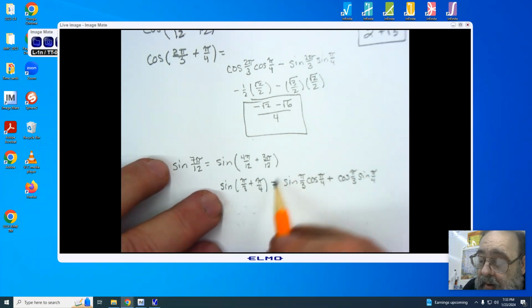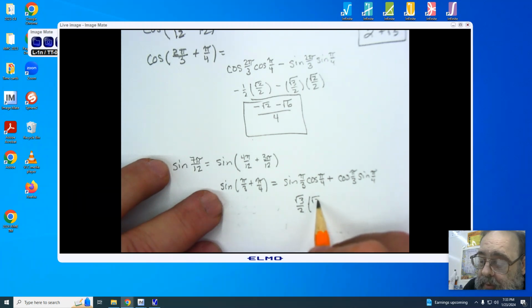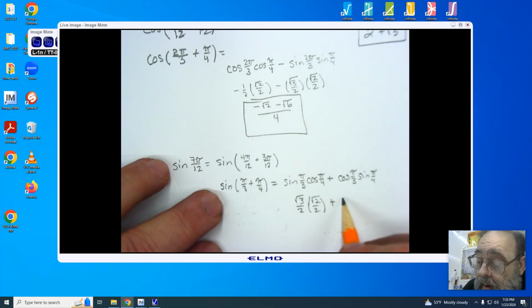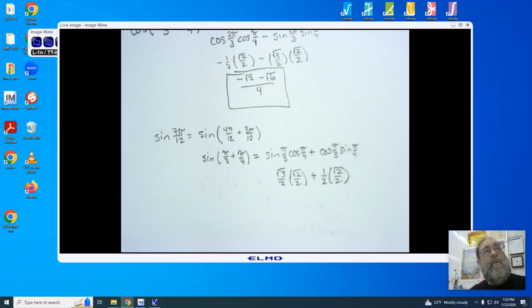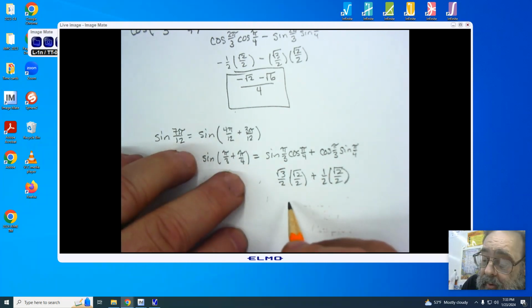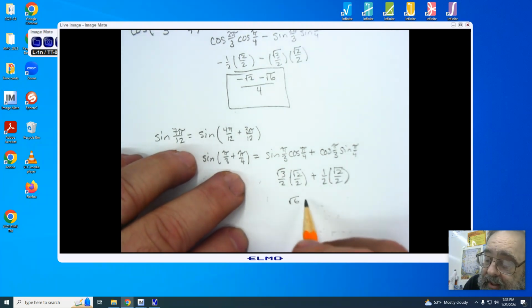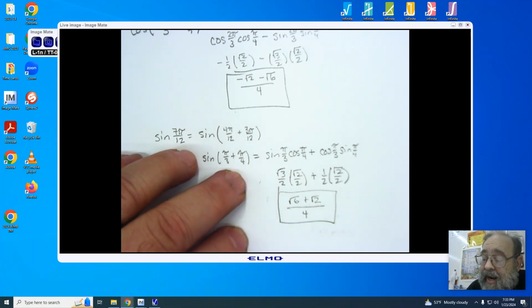We now plug in, what is the sine of pi over 3? Root 3 over 2. What is the cosine of pi over 4? Root 2 over 2. What is the cosine of pi over 3? 1/2. What is the sine of pi over 4? Root 2 over 2. Notice, if you don't know your identities, this really gets hard, because you won't know what to substitute with, and you won't be able to multiply. I end up with root 6 plus root 2 over 4. And there is my answer.